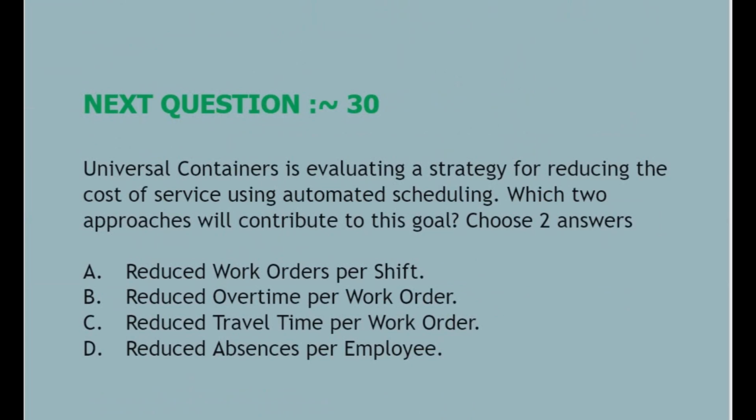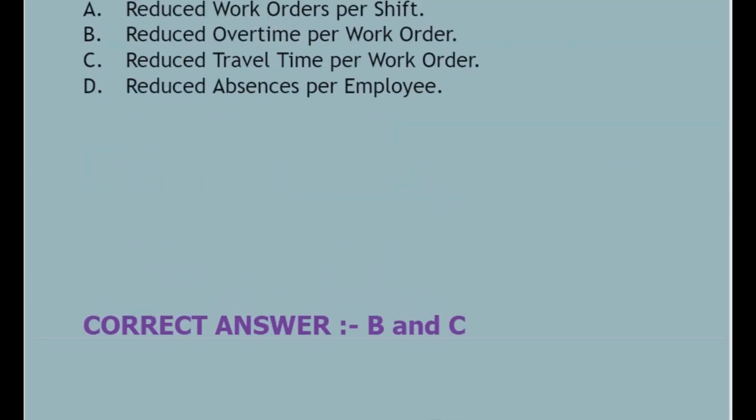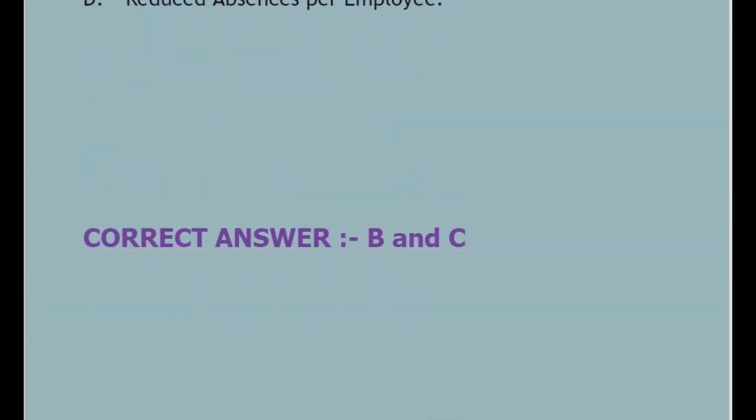Question is, Universal Containers is evaluating a strategy for reducing the cost of service using automated scheduling. Which two approaches will contribute to this goal? Option A. Reduced work orders per shift. Option B. Reduced overtime per work order. Option C. Reduced travel time per work order. Option D. Reduced absences per employee. Correct answer is option B and option C.